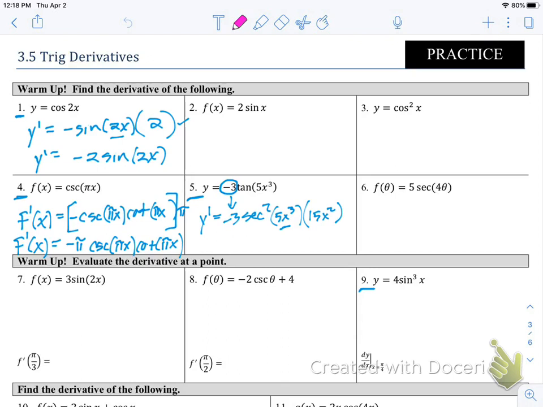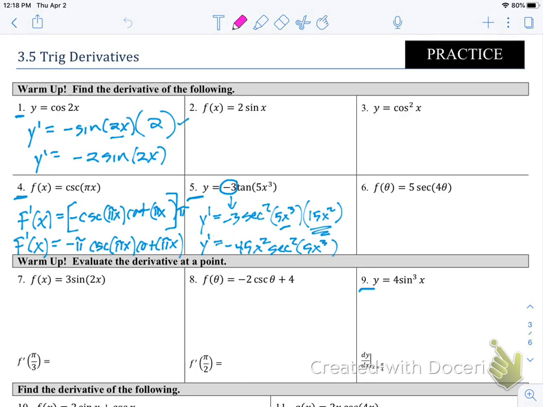We could probably rearrange this a little bit. It already looks pretty nice, but I can pull the 15x squared out front with the negative 3, so we get negative 45x squared secant squared 5x cubed, and those are some nice chain rules, things that you would commonly encounter with a chain rule and trig derivatives.